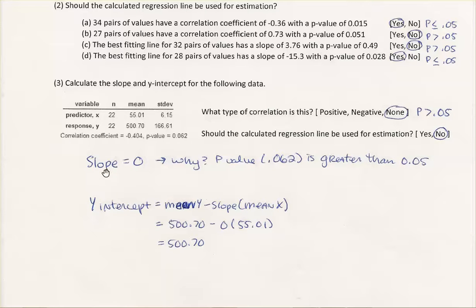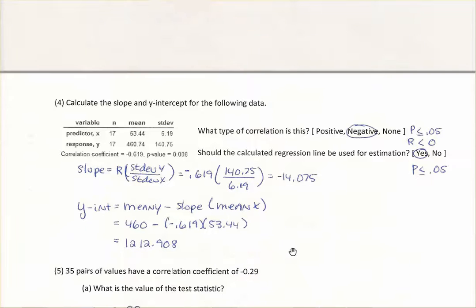The slope is going to be 0. Why? Because of that p-value being so high. So slope is 0, which means when we go to put the y-intercept in, we've got our mean y, which is our 500.70, but because our slope is 0, the mean x doesn't matter. So the y-intercept is equal to that 500.70, which is our response y. So that one's a quick, dirty, easy one.